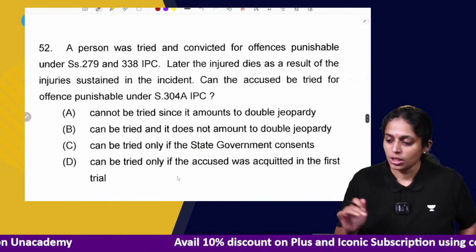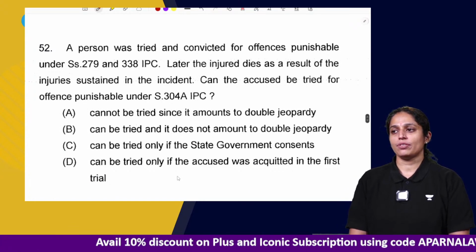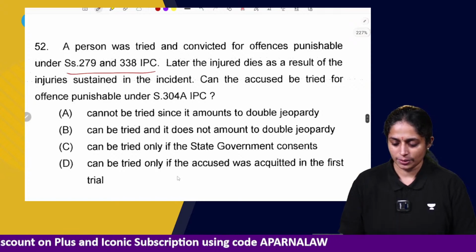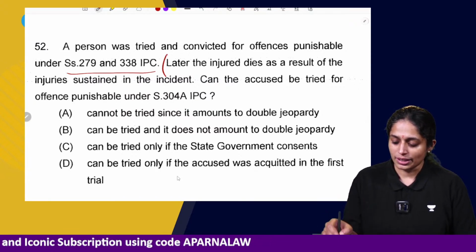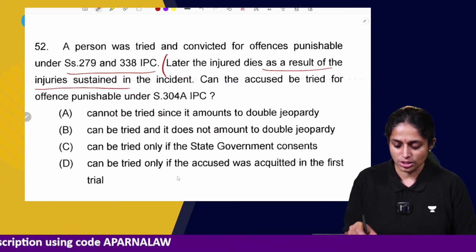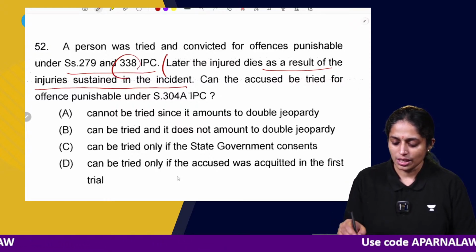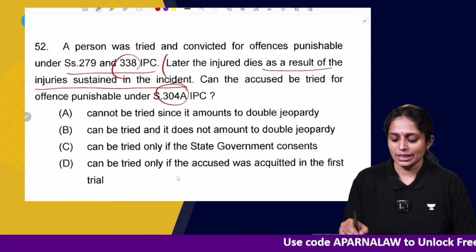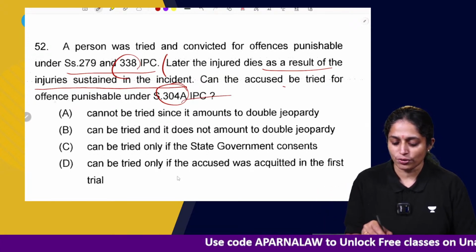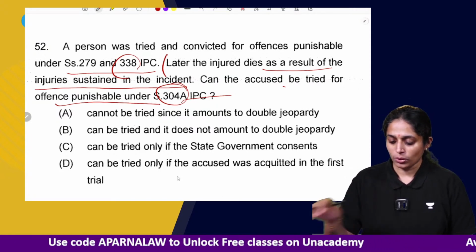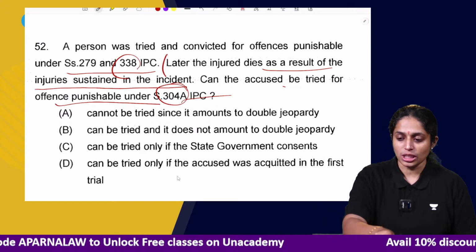Next, 52nd question. A person was tried and convicted for offences punishable under section 279 and 338. Later, the injured dies as a result of the injury sustained in the incident. So, earlier it was a hurt case, now it is a death case. Can the accused be tried for the offence punishable under section 304A IPC? Because the double jeopardy question comes.